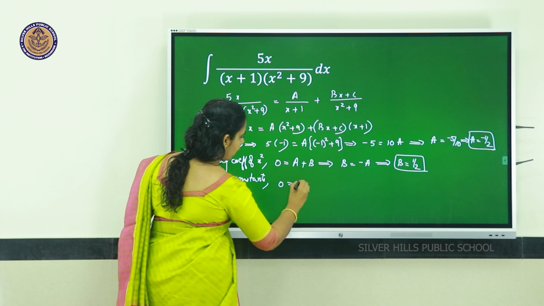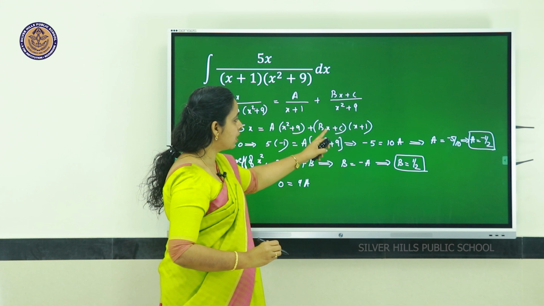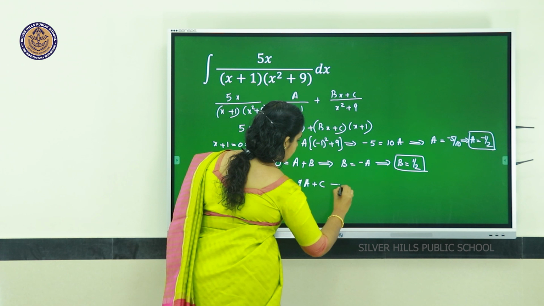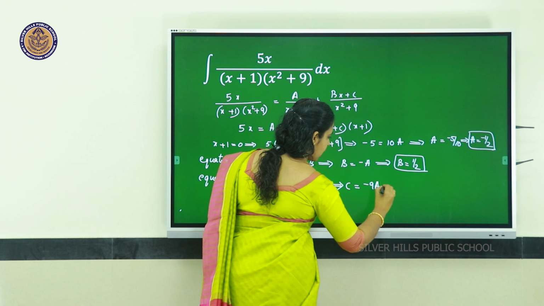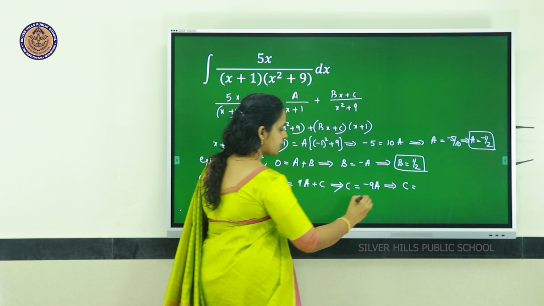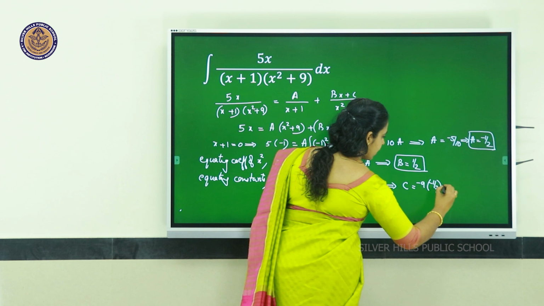What is the constant? c into 1, so plus c. What is the unknown? c. Value of a, we know already. c equal to minus 9a. That means c equal to minus 9 into minus 1 by 2. That is c equal to 9 divided by 2.